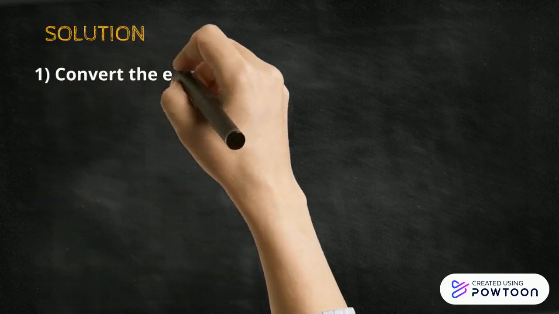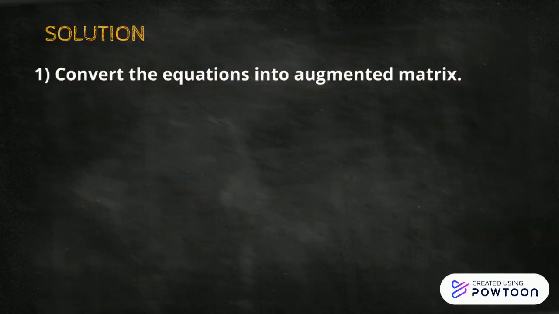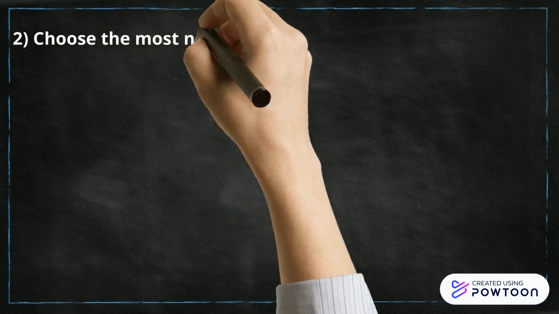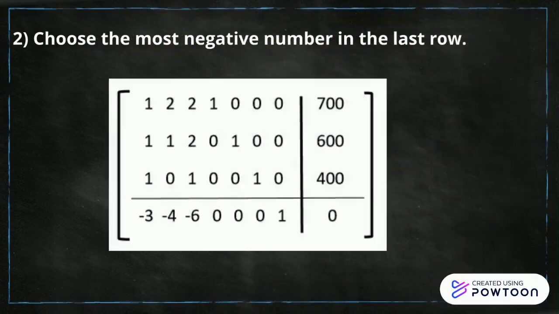Firstly, convert the equations into an augmented matrix. Next, choose the most negative number from the last row, which is -6. This column is known as the pivot column.